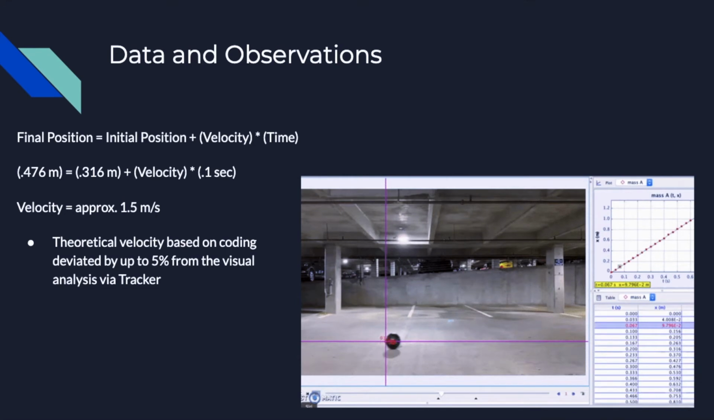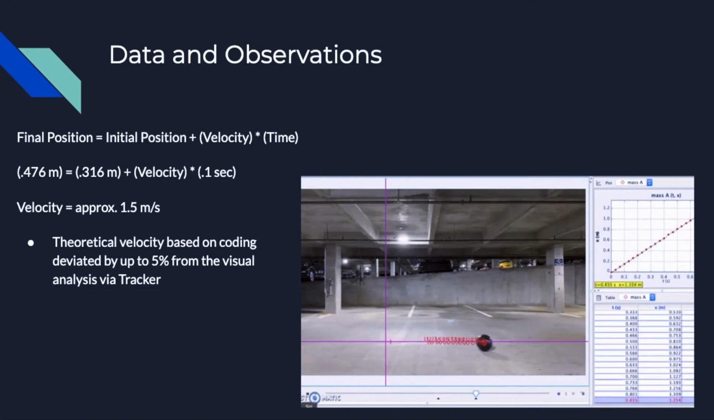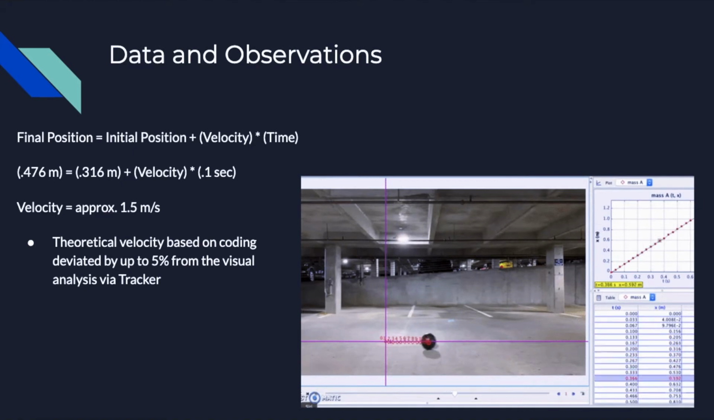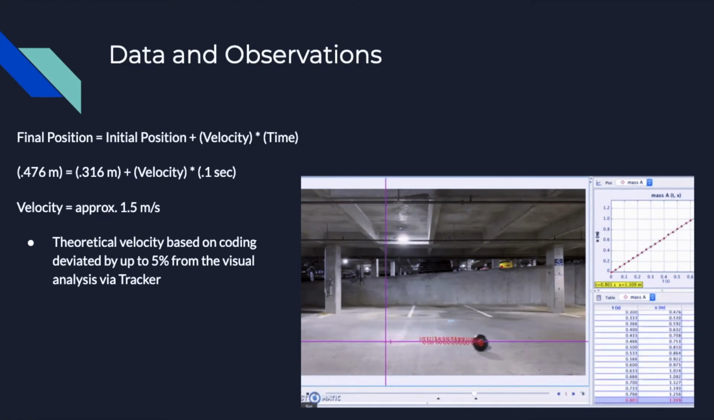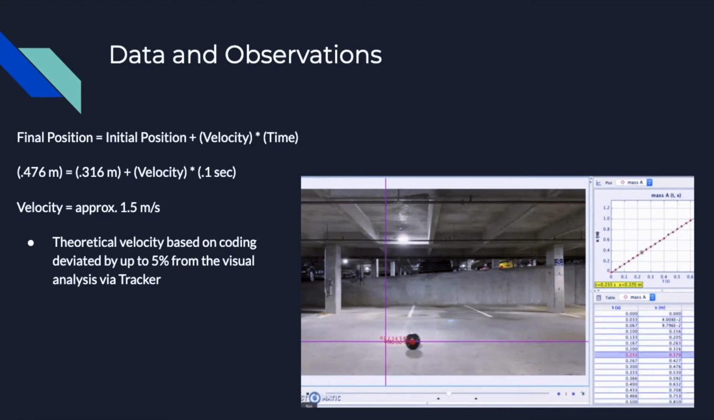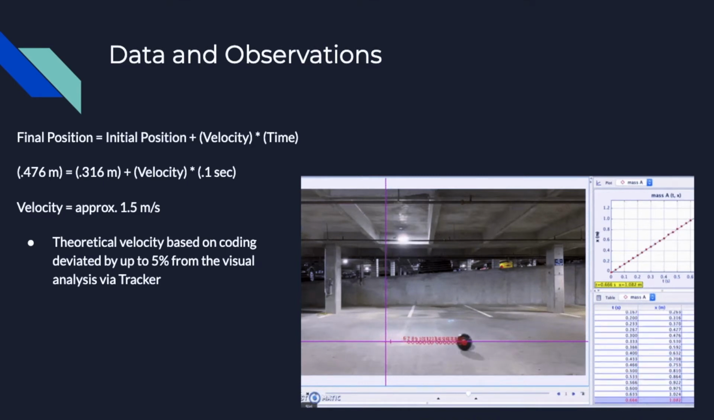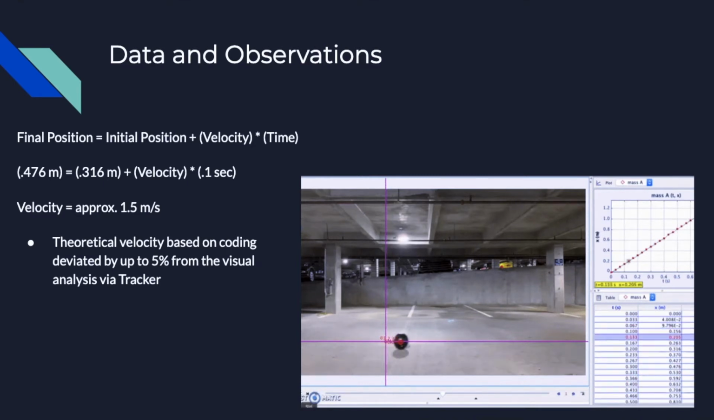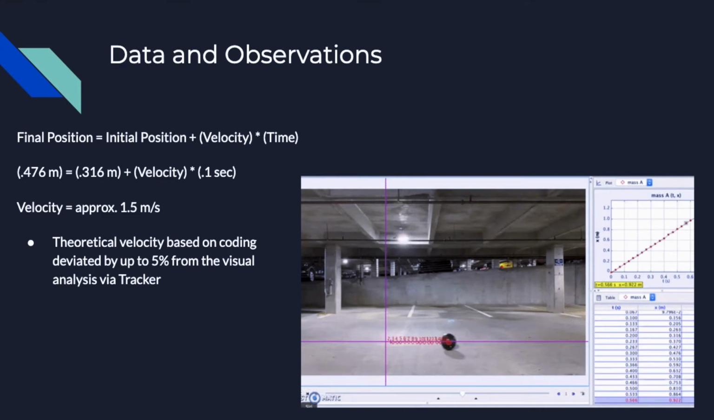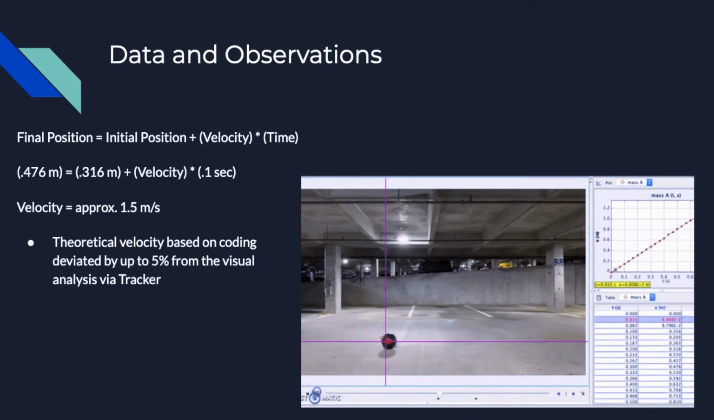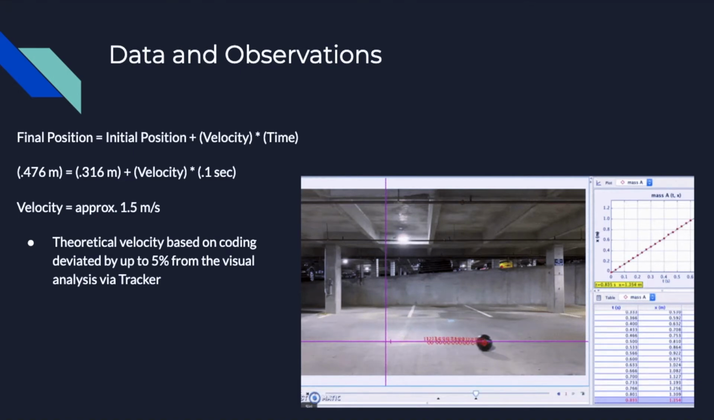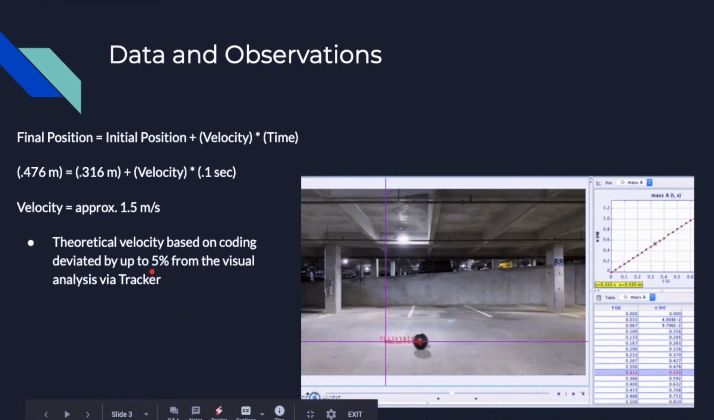Now, the reason why this is an approximate velocity is because there are many factors that come into a physical model in a realistic world, such as forces of friction, which will deviate our experimental velocity from a theoretical velocity. And in this instance, my data changed by about 5% from the information that I gathered from GlowScript.